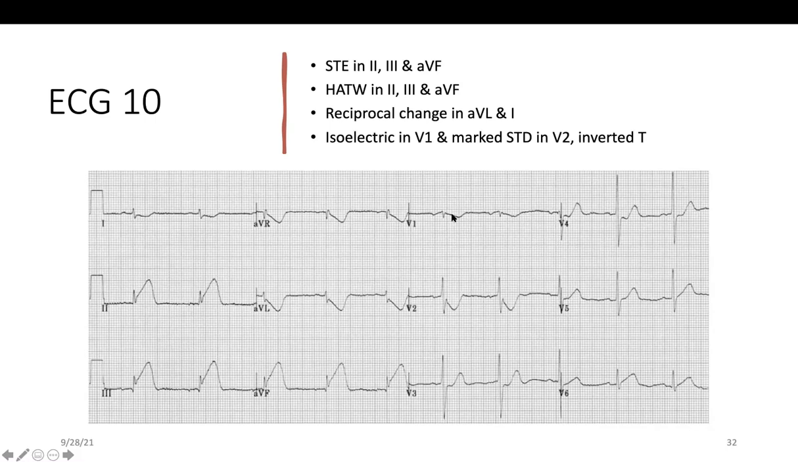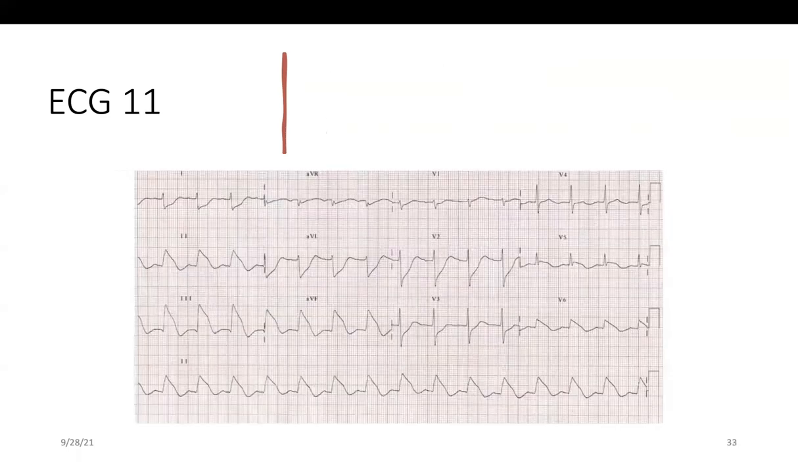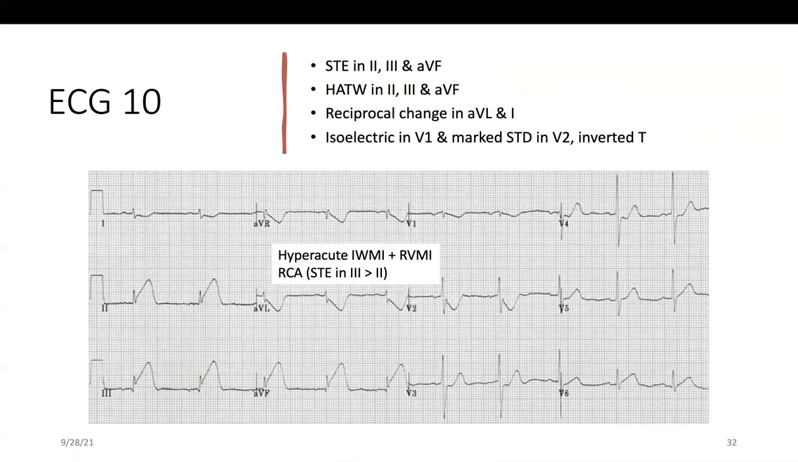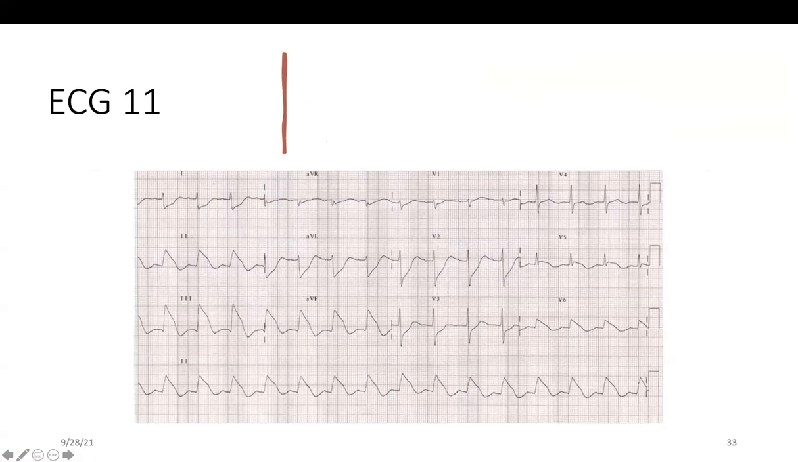Okay, there is isoelectric in V1 and ST depression in V2. R to S is almost more than 1. Of course, this could be RV MI or it could be posterior MI, because anyway R to S is almost more than 1 and there is ST depression. What about 11?